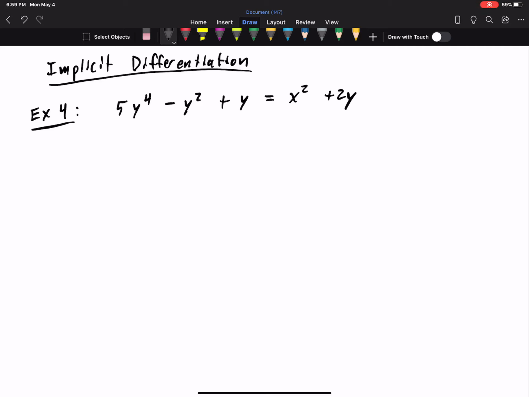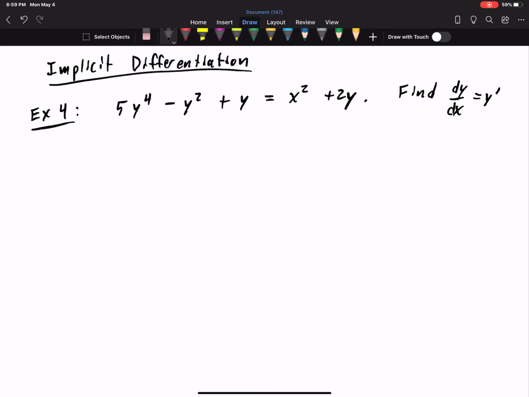Example 4, we're looking at the equation 5y to the fourth minus y squared plus y is equal to x squared plus 2y. And of course the goal is to find dy/dx, or if you like, y prime. They're the same thing, just different notation. Don't know why we use 3 different notations for derivatives, but alas, it's the life we live. Alright, so how do we derive this?